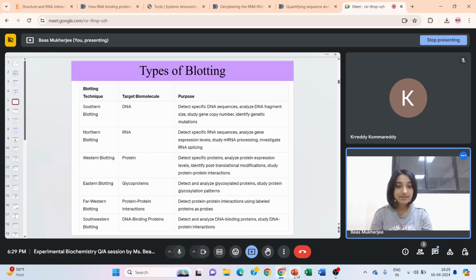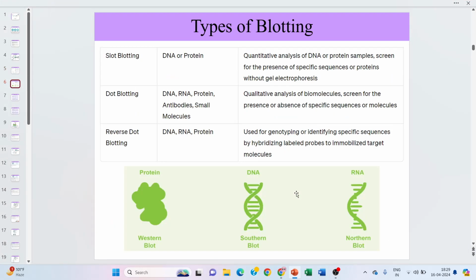Now we'll move on to, okay, now this is very important. What is dot blotting? Dot blotting is a technique in which the transfer process can be omitted. We will look at this, and this is a very useful technique. This is used for DNA, protein, antibody, small molecules, and so on.